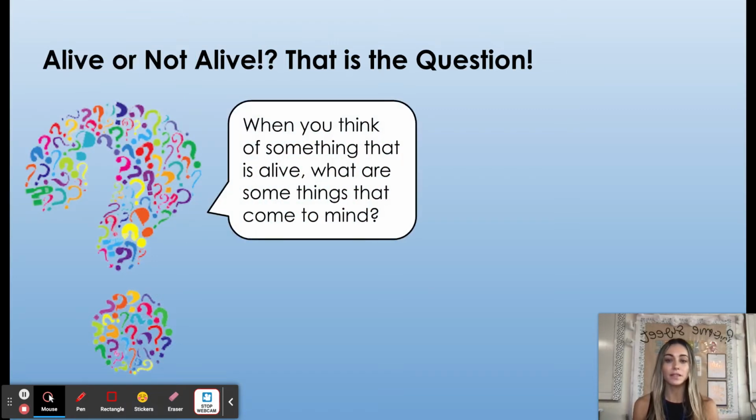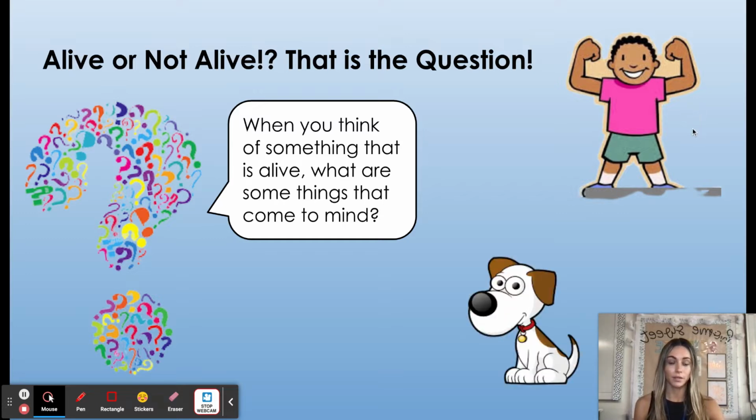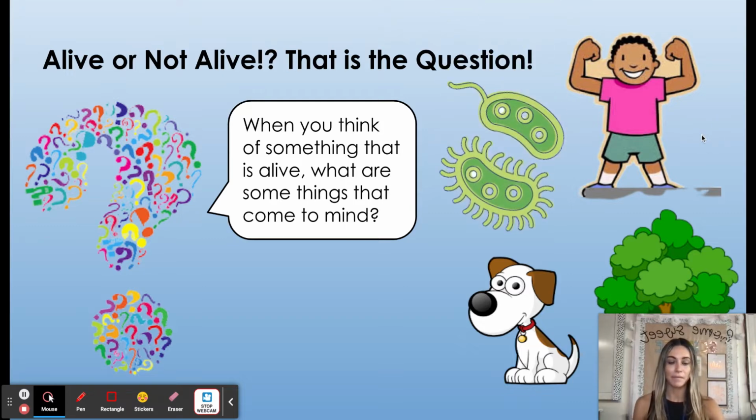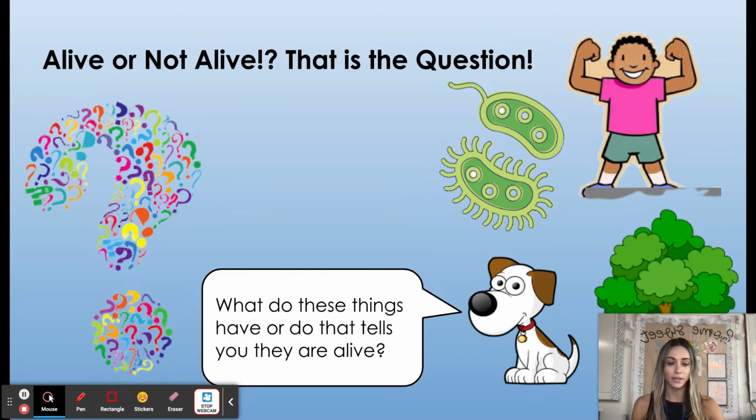So when you think of something that's alive, what are some things that come to your mind? You probably think of people, yourself, maybe a dog. If you're really thinking about it, maybe a tree or another type of plant. Those are alive. Maybe if you really have some background knowledge, you think of something like bacteria, which is also alive. So what is it that all of these things have or do that helps us know that they are alive? Well, that's what we're going to learn about today.